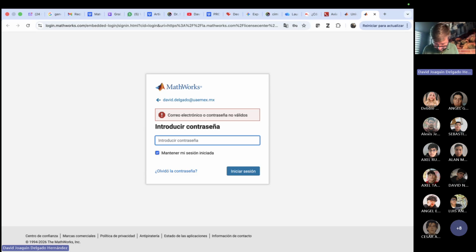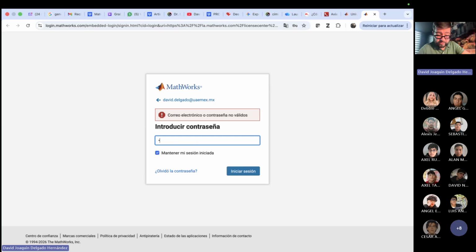Has anyone already got into the Matlab, so he or she can share his or her screen? Teacher, I have the same problem as you. The same problem, right? The password is not working. Yes. Okay, so make sure that you use the correct password because you only have 3 trials. Okay, you only have 3 different opportunities to get in.